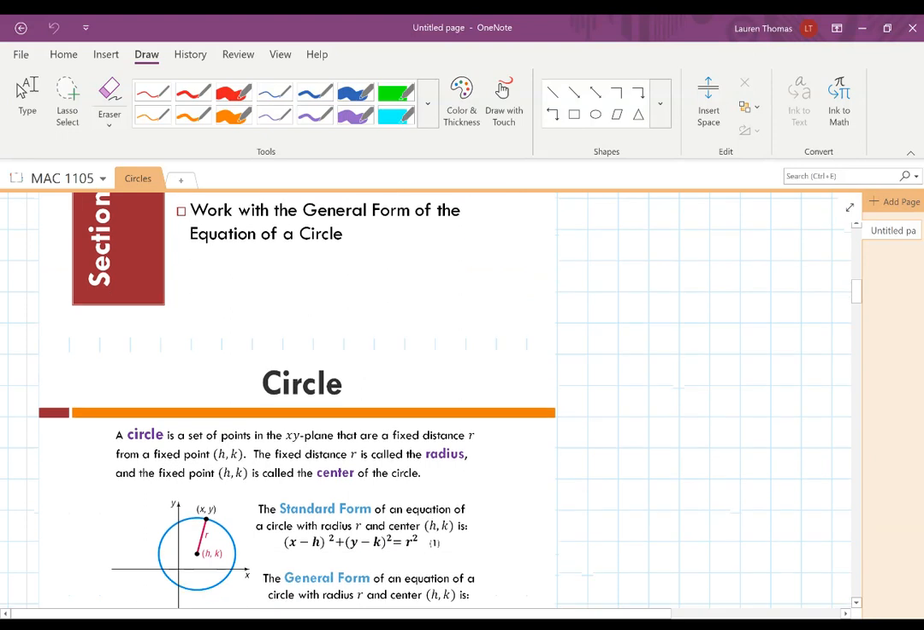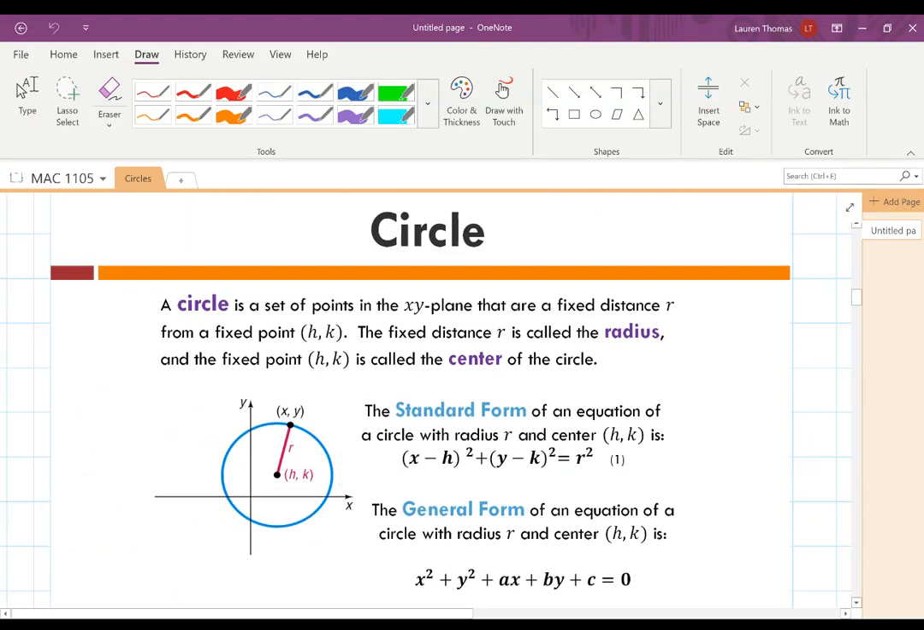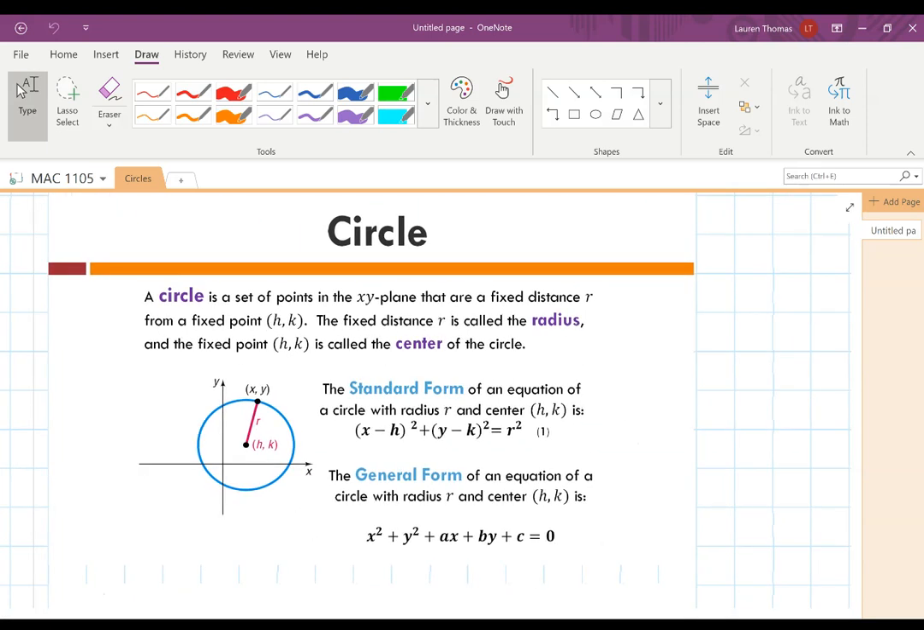So the first thing we're going to look at is the definition of a circle. A circle is defined as a set of points in the xy plane that are a fixed distance r from a fixed point (h, k). The fixed distance r is called the radius, and the fixed point (h, k) is called the center of the circle.